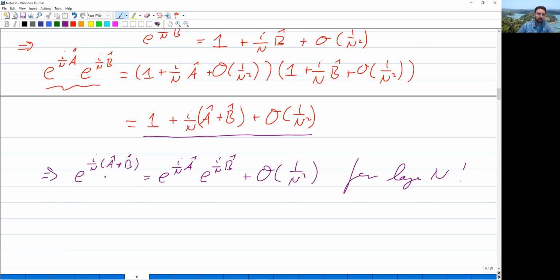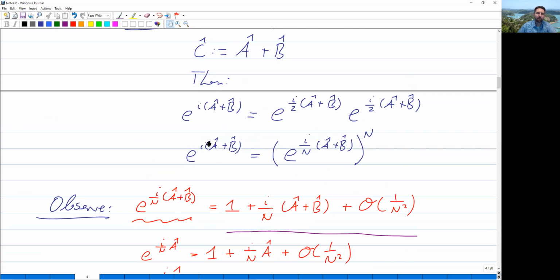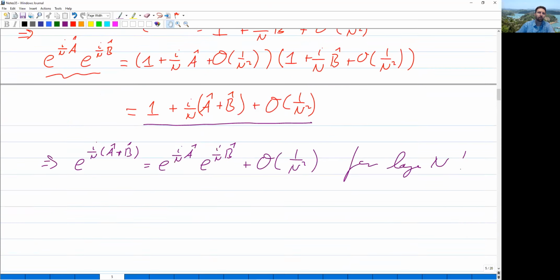Now, remember that we had this. We had that e to the power i, â plus b̂. And in our case, this is going to be the full time evolution. This is the time evolution of a little step, because we divide by n, right? But that's the full time evolution. So the full time evolution is this thing to the power n, right?